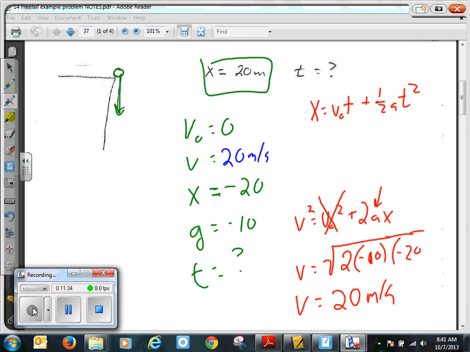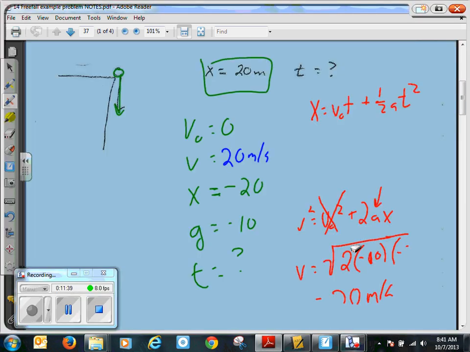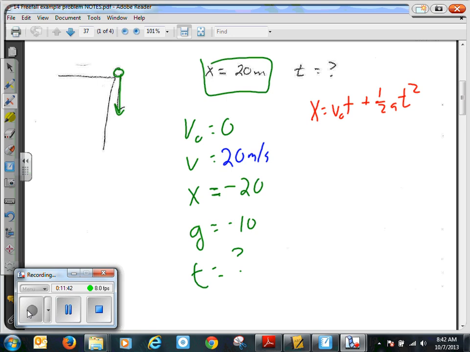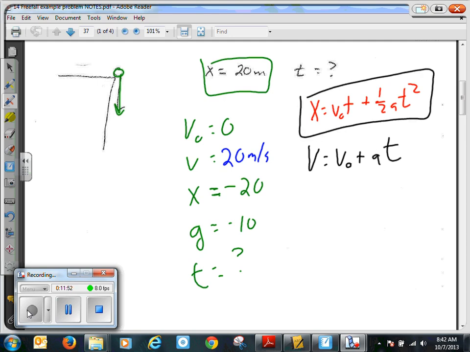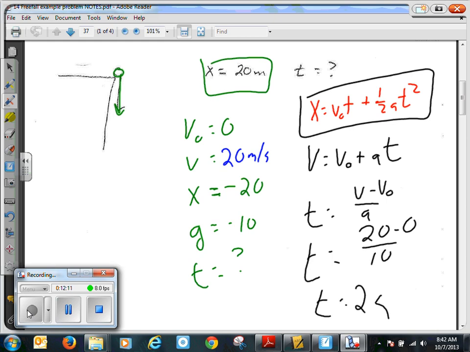That's my final V. Okay, so now I can relook at my question. So now we can see that we have use for this: V equals v sub naught plus AT. So I guess when I originally thought this, I could use that too now, or I could use this. I could use either one. So then our time is going to be v minus v sub naught divided by a, or our time is going to be 20 minus 0 divided by 10. Our time then is 2 seconds.